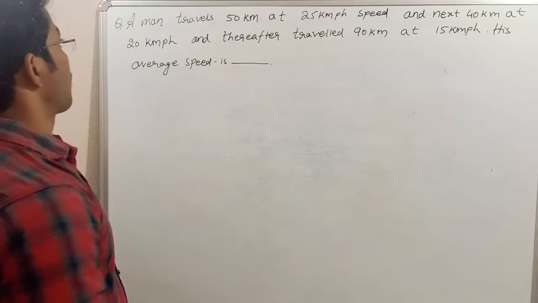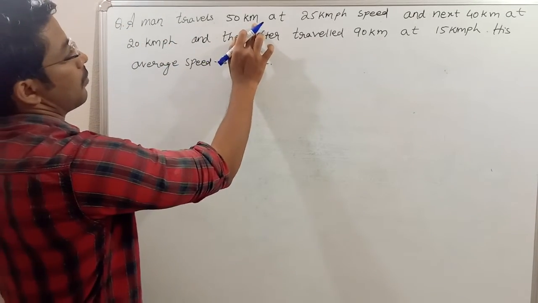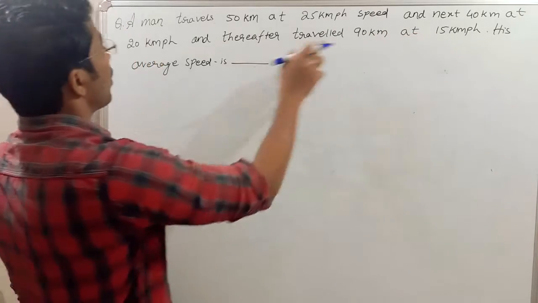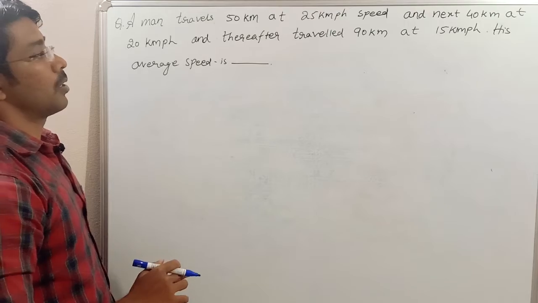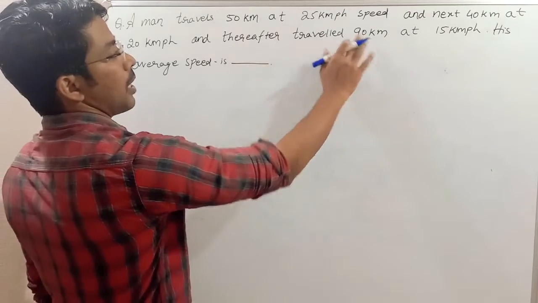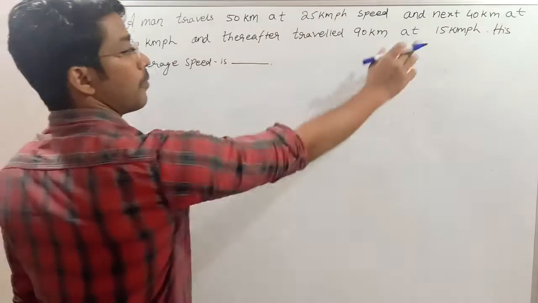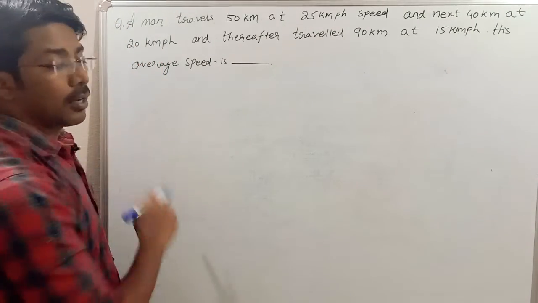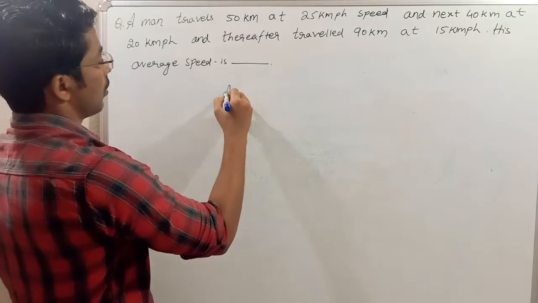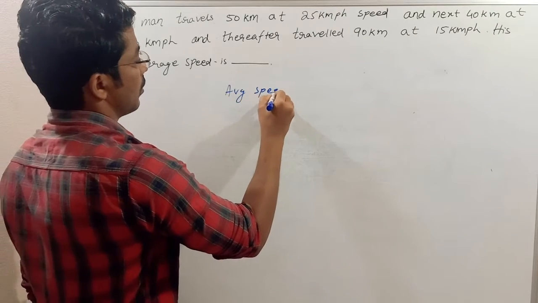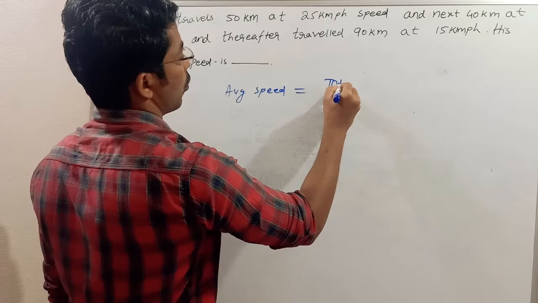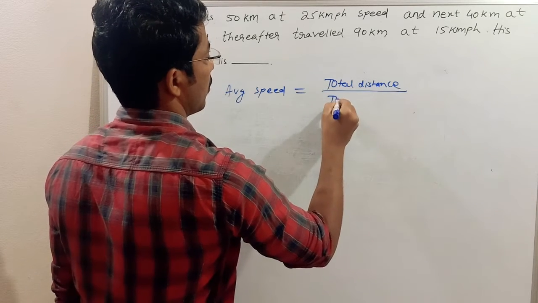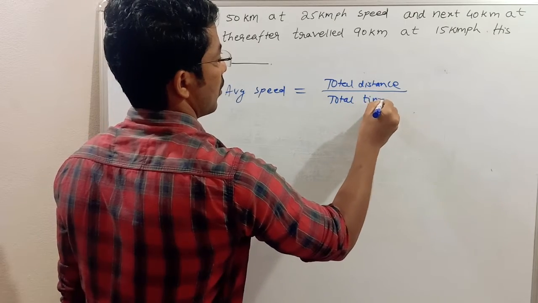Coming to the next problem, a man is traveling 50 kilometers at 25 kilometers per hour and the next 40 kilometers at 20 kilometers per hour. Then after that he traveled another 90 kilometers at 15 kilometers per hour. We are asked to find the average speed.